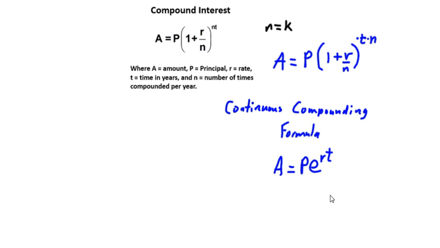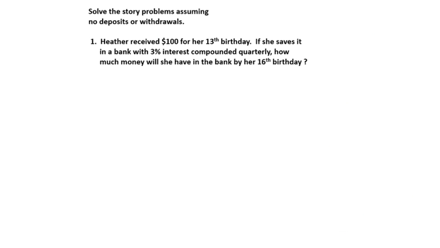And E is Euler's number that we talked about a couple weeks ago that has special uses in finance and in calculus. And just for context sake, E is approximately equal to 2.718 and so on. So let's go on to our problems.